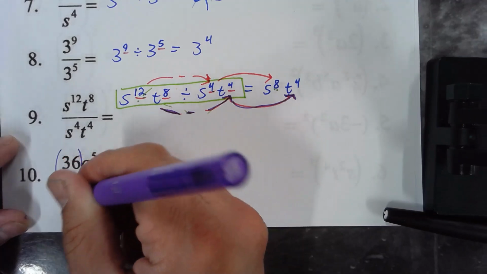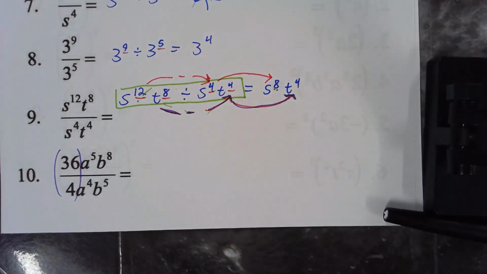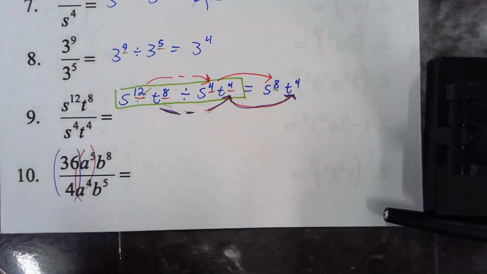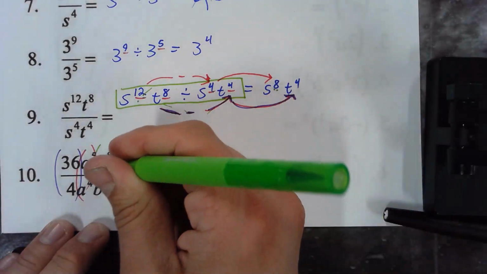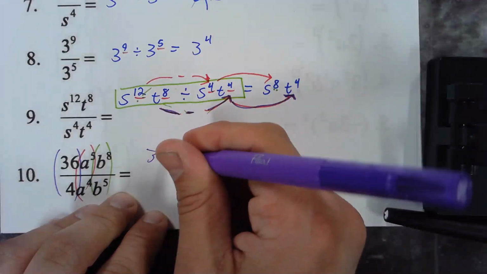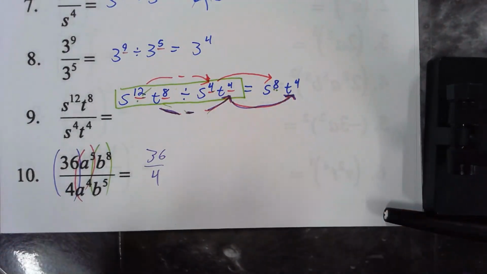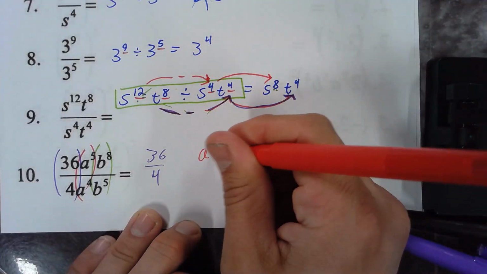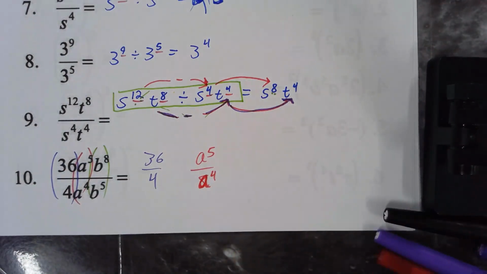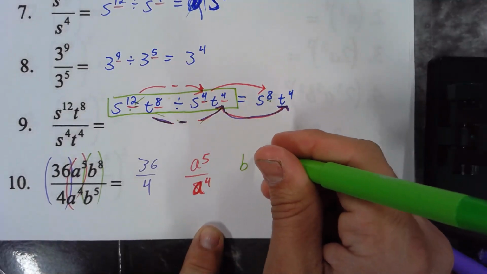I have my screen frozen if you guys want to try number 10. I'm going to split number 10 into 3 problems. I think it might just look easier that way. Here, I'll unfreeze my screen. So if I split number 10 into 3 separate problems, I have 36 divided by 4, and I have a to the fifth divided by a to the fourth. Oops, a, not 8, a to the fourth. And b to the eighth divided by b to the fifth.